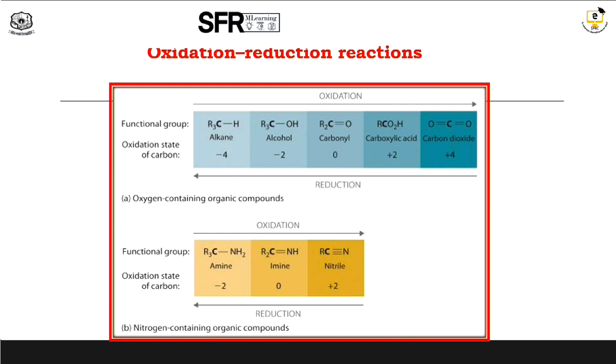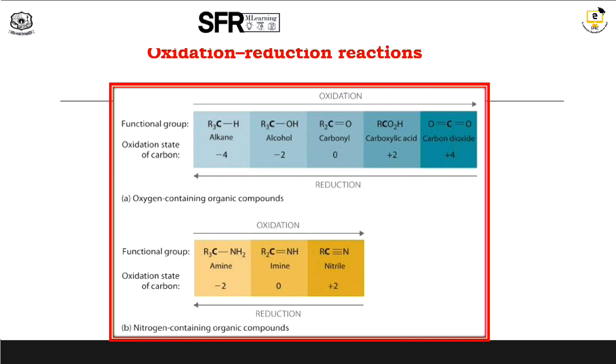So when you notice the oxidation state of carbon from alkane to carbon dioxide, it keeps increasing: -4, -2, 0, +2 and +4. So we can notice that here oxidation occurs at the carbon atom. That is the oxidation reaction. What's the reduction? The reverse process: +4 to +2, 0, -2, -4. In this slide also we can see oxygen containing organic compounds, and the table below is for nitrogen containing organic compounds. We have taken a primary amine as an example, in which the oxidation state of carbon is -2. When you calculate it, it is -2.